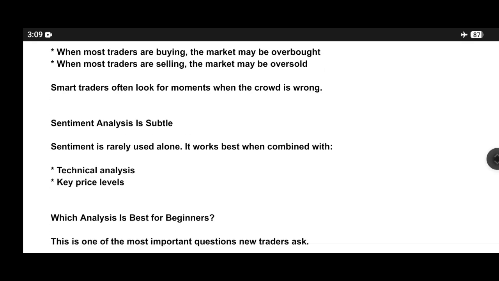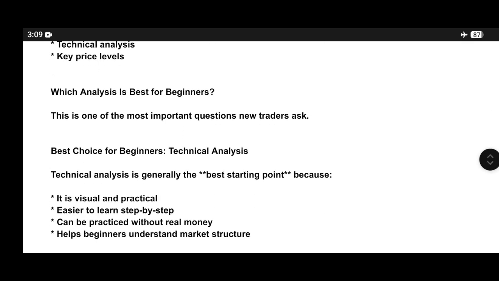Then you need to ask yourself which analysis is the best for beginners. This is one of the most important questions traders ask. The best choice for beginners is technical analysis. Technical analysis is generally the best starting point because it is visual and practical, easier to learn step by step, and can be practiced without real money.